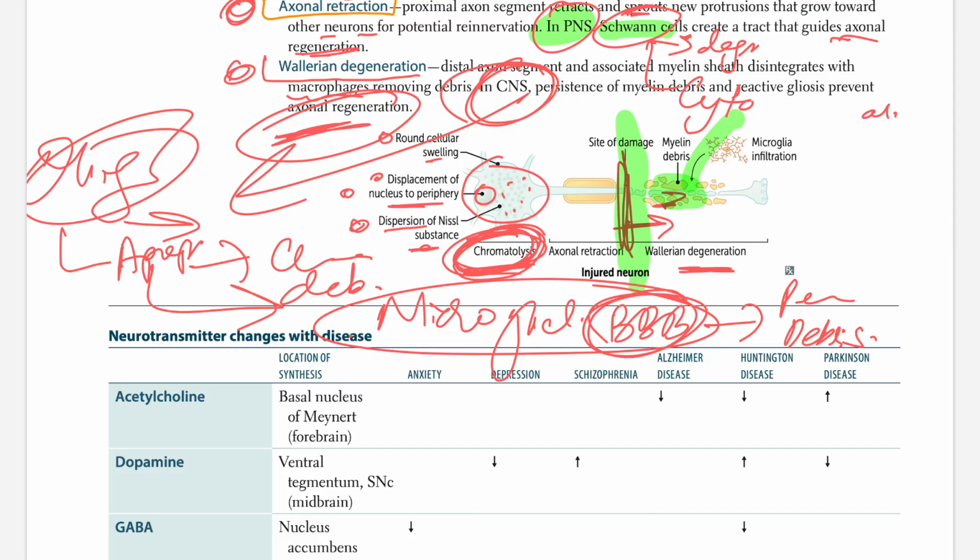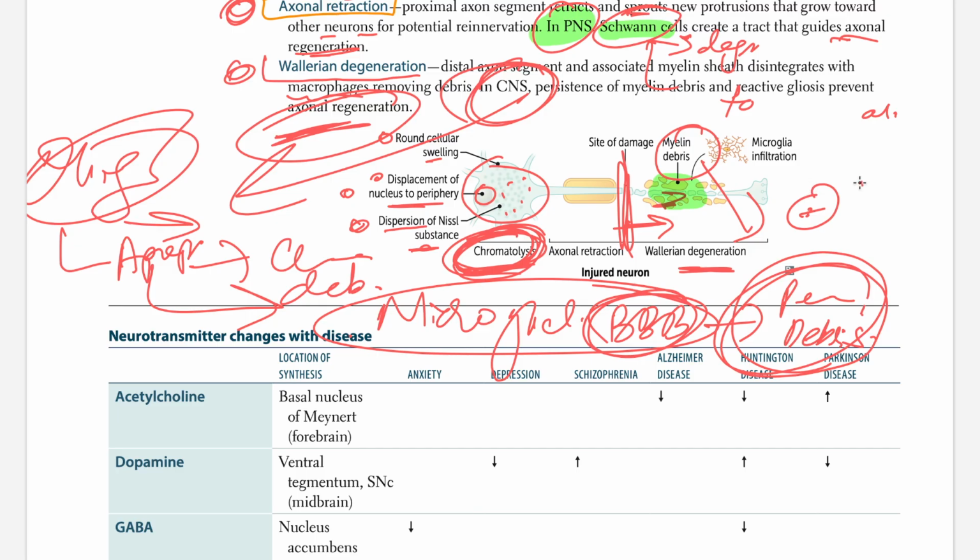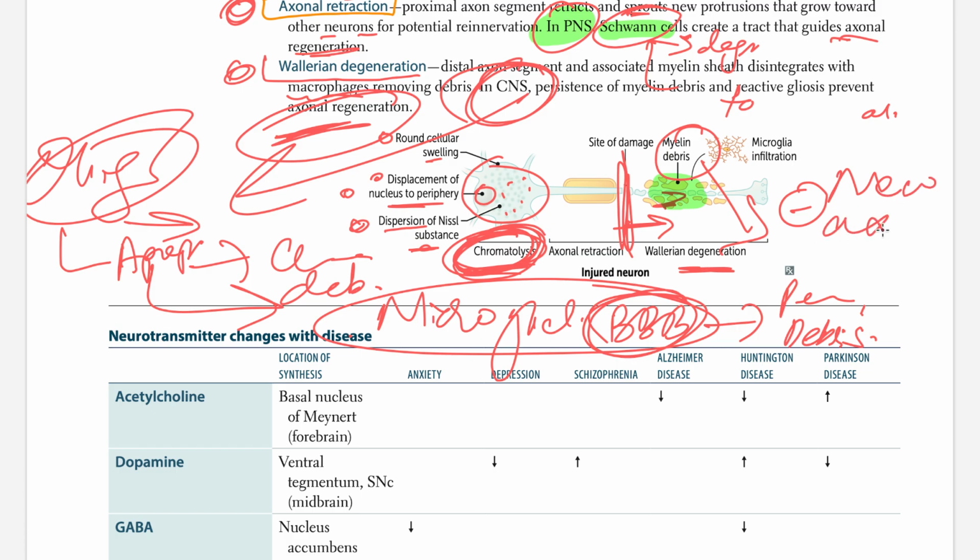And that leads to inhibition. This myelin debris itself would lead to inhibition of new axon growth via inhibiting factors like neuronal inhibiting factors, myelin associated inhibiting factors. So what did I talk about one more time? Myelin debris will inhibit new axon formation.